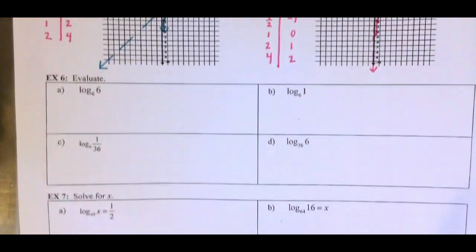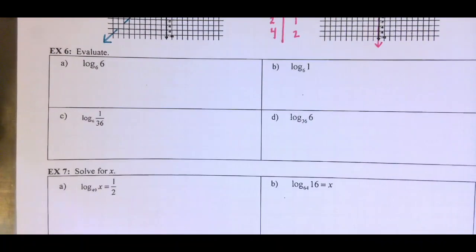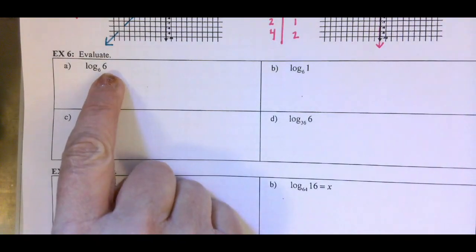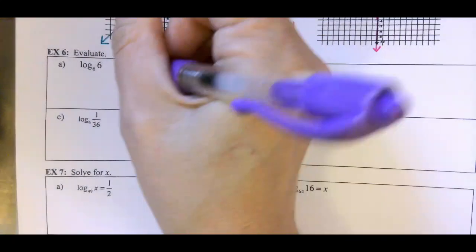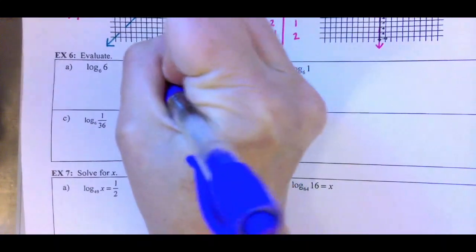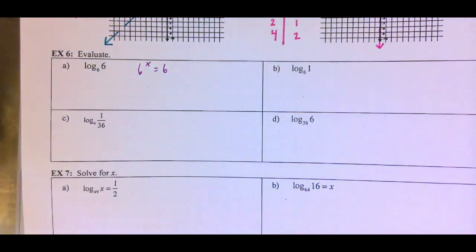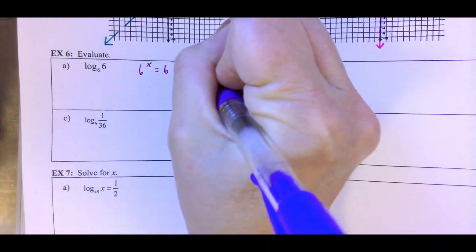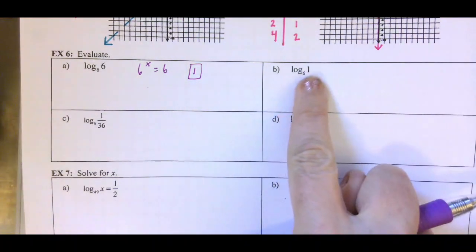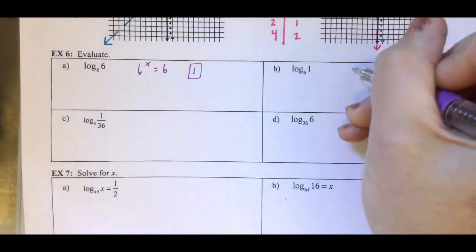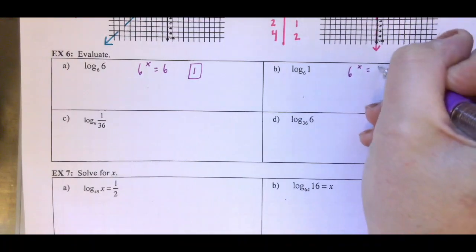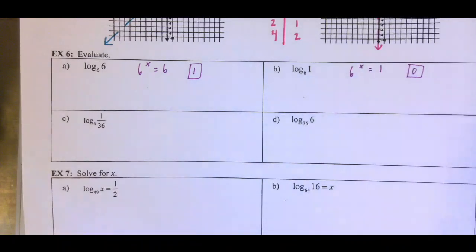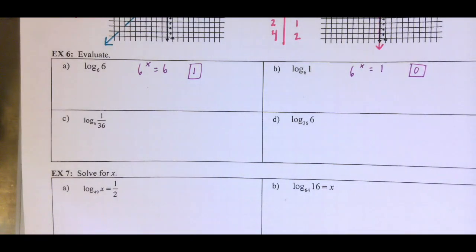Okay, a few more problems. Can you evaluate? So when I look at this problem right here, it's saying log base 6 of 6. But what it's really saying is 6 to what power gets us back to 6. You can visualize it like that in your head. And we should know that that's just going to be 1. Okay, log base 6 of 1. So 6 to what power gets us back to 1? Well, it has to be 0, right? 6 to the 0 power would get us back to 1.